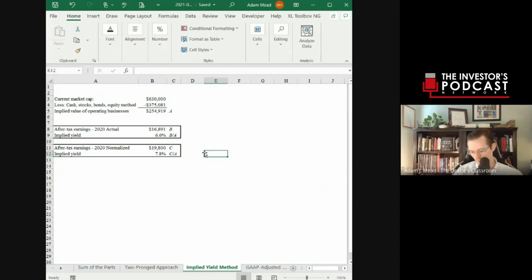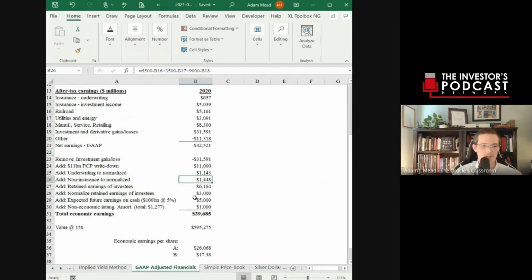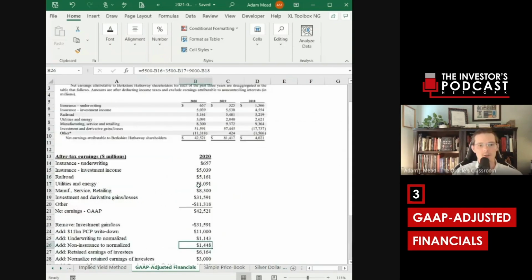If we just want to quickly change this into a multiple, this implies about a 12.9 multiple on the earnings. So that's again consistent with our other method of valuing Berkshire. Then I'll move on to GAAP-adjusted financials.